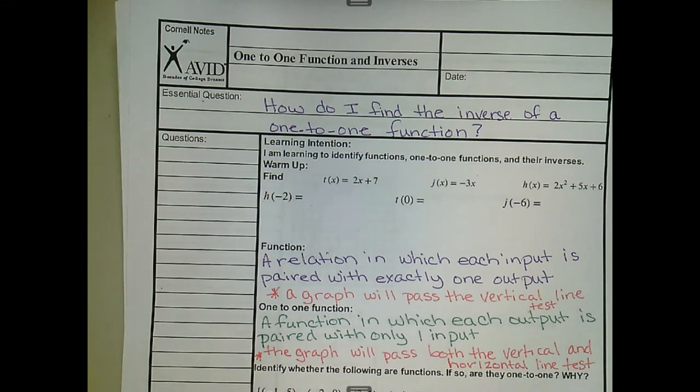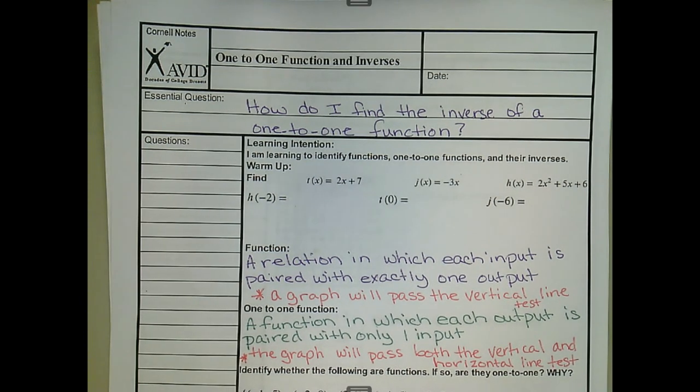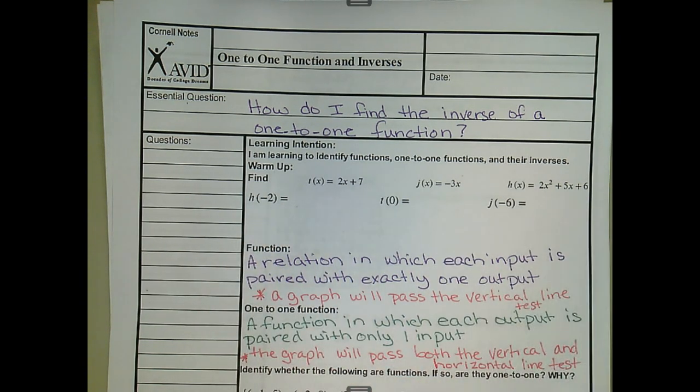Hello class, today we are looking at what makes a function one-to-one, and we are looking at inverses. So my essential question: how do I find the inverse of a one-to-one function? My learning intention: I am learning to identify functions, one-to-one functions, and their inverses. So the warm-up is based off of prior knowledge. Please pause the video now and see if you can solve these three problems.